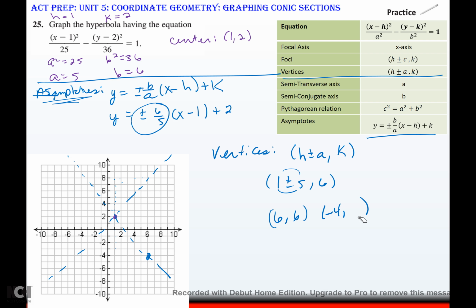Oh my goodness. K is not 6. K is 2. My bad. Okay, so 6, 2, negative 4, 2. And again, I should find my foci. It makes a more accurate graph, but I know that I've got to run asymptotic to the asymptotes and pass through that vertex. Okay.